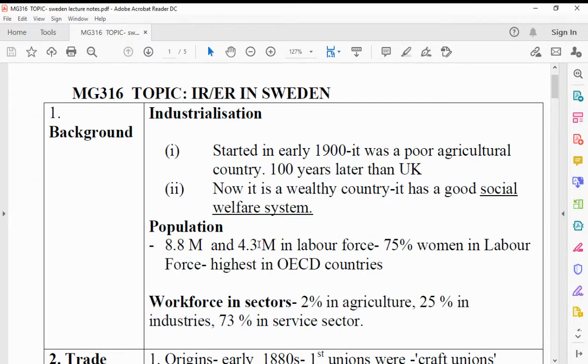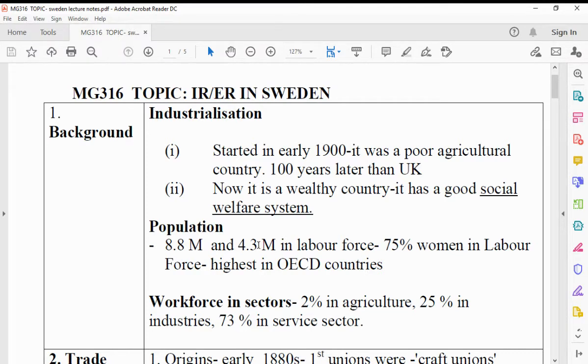Their labor workforce was 4.3 million. Currently, it must be around 5 million or so. And 75% of women are in the labor force, highest in the OECD countries. So the workforce in sectors is 2% in agriculture, 25% in the manufacturing sector, which is also called the industries, and the majority of the employment is in the service sector or the service industry, whereby 73%.